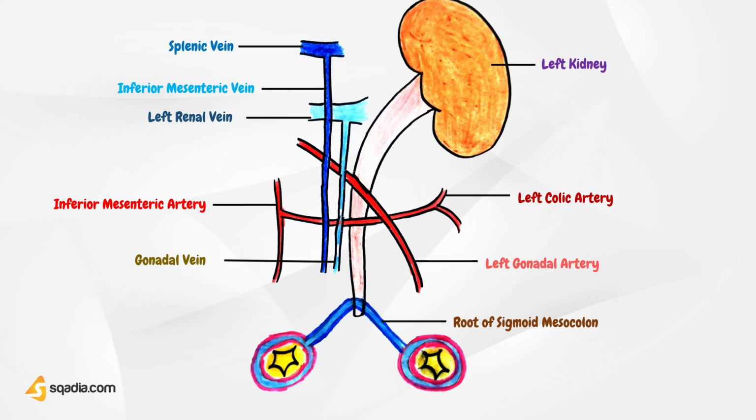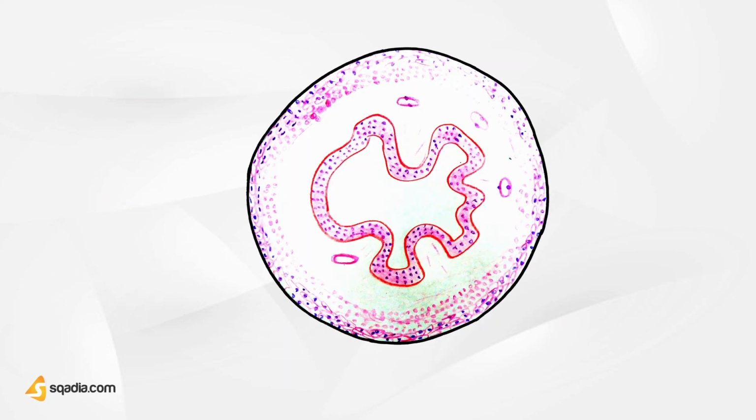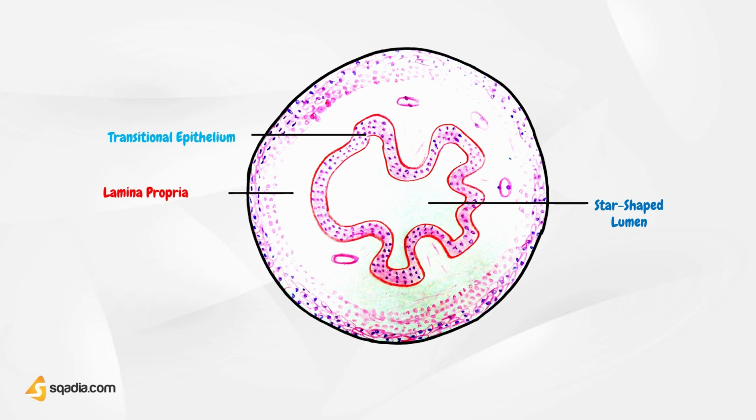Now, let's discuss the histology of ureter. Ureter is composed of star-shaped lumen, transitional epithelium, lamina propria, inner longitudinal smooth muscle, and outer circular smooth muscle.